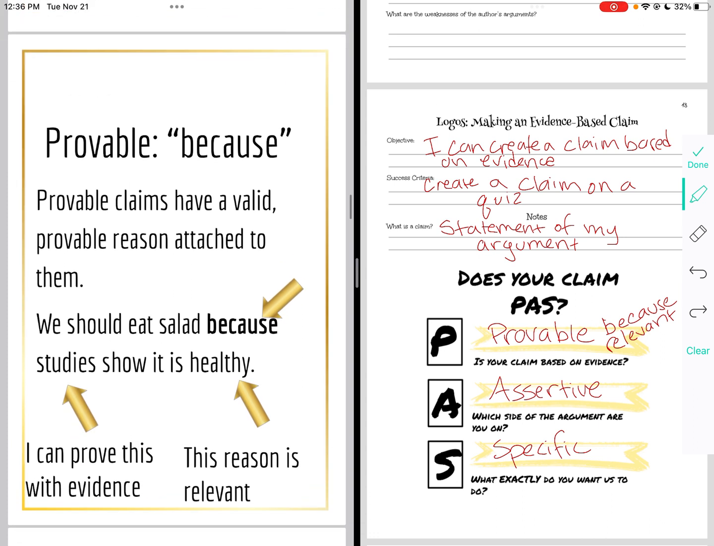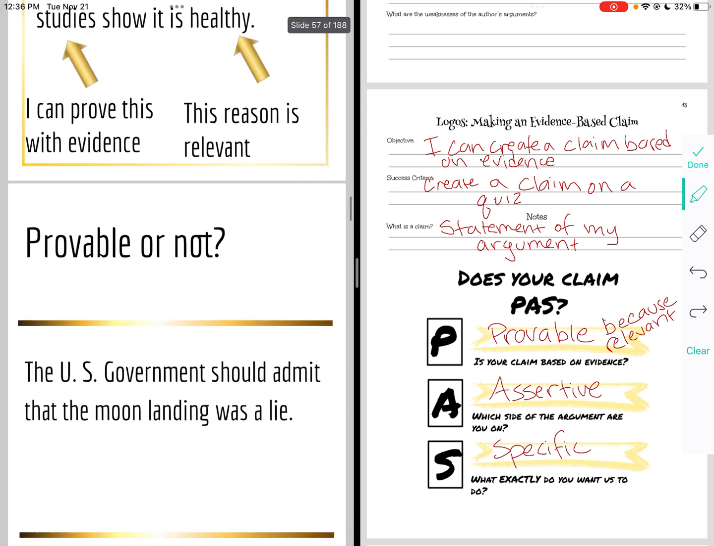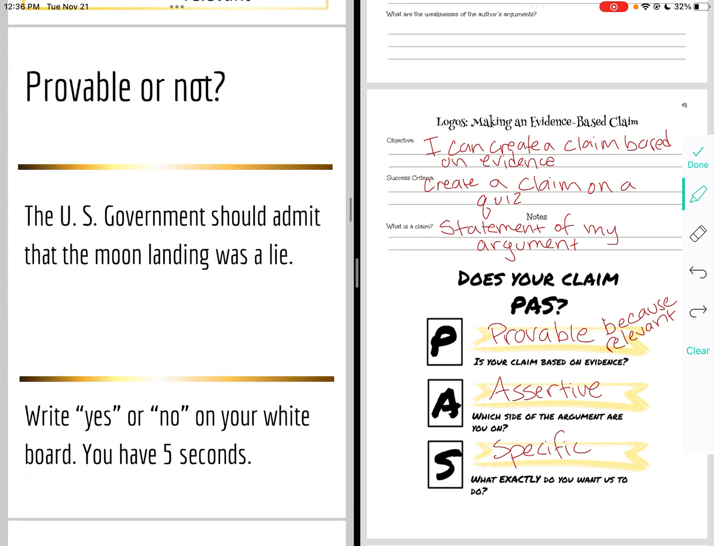Now, provable because. Provable claims have a valid provable reason attached to them. We should eat salad because studies show it is healthy. So first of all, I can use evidence to prove this, right? I say studies show, and also healthy is a relevant reason to why we should eat something. So now, is this provable or not? So I'm going to read it. I'm going to give you 5 seconds to think, and then I'll give you the answer.